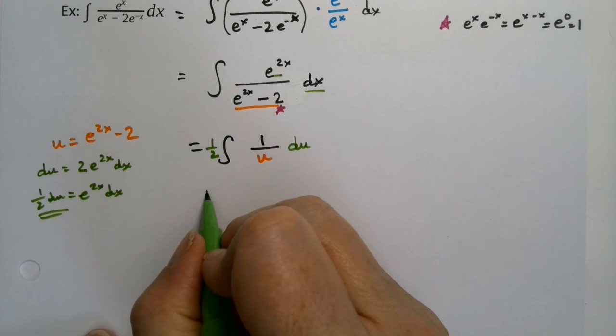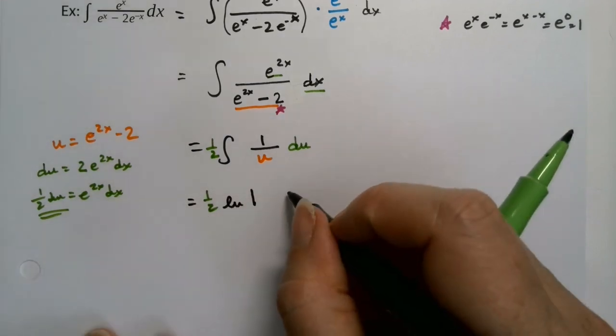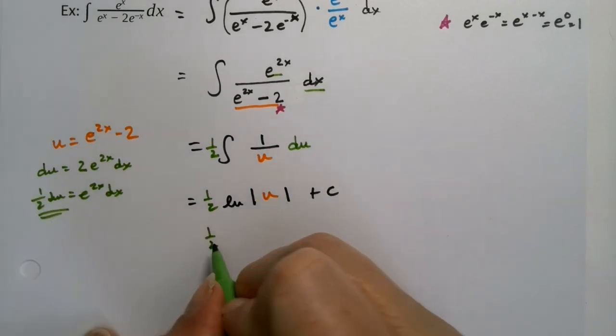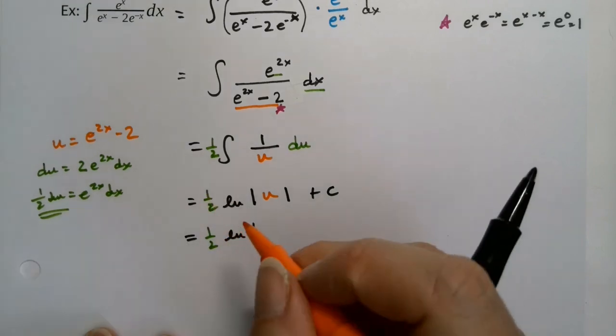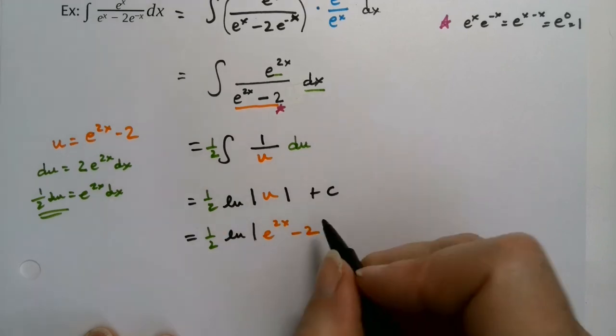Well, this is quite easy. This is a half natural log. Don't forget your absolute values, which is a half natural log absolute value of e to the 2x minus 2 plus c.